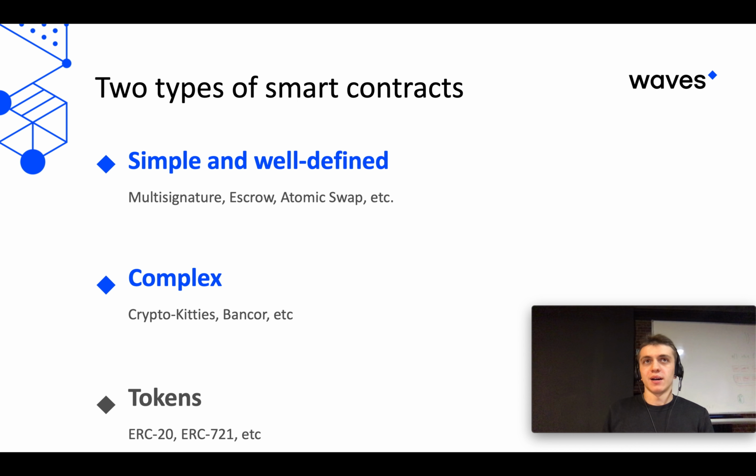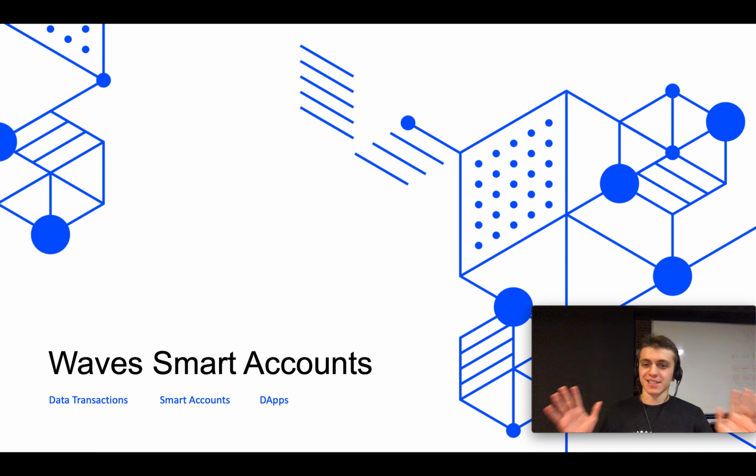Maybe we will talk about sponsored transactions also in the future, but right now the main idea you have to understand is that tokens are not use cases for smart contracts in the Waves blockchain, because they are lightweight tokens right in the core. You should not write a smart contract to issue a token. It's a very important note. Okay, so we realized that there are two main categories of use cases: simple and well-defined, and complex. So let's go to Waves smart accounts.